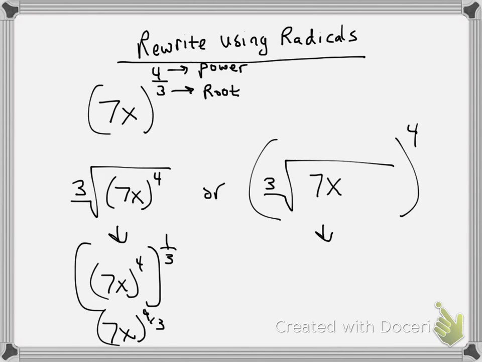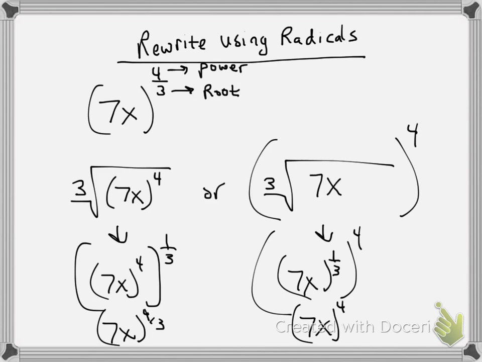While over here, if I was going to go back, this is 7x to the 1/3, which is being raised to the 4th power, which is still 7x to the 4/3. Either way, we're still multiplying these exponents. 4 is being multiplied by 1/3. It doesn't matter how you multiply them, as long as they get multiplied. So this is one way that we can rewrite using radicals, going from our rational exponent, 4/3, to our roots. That's one way.